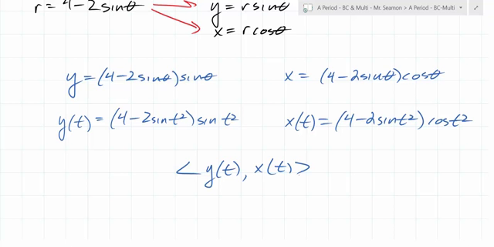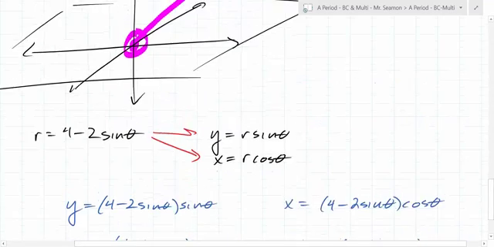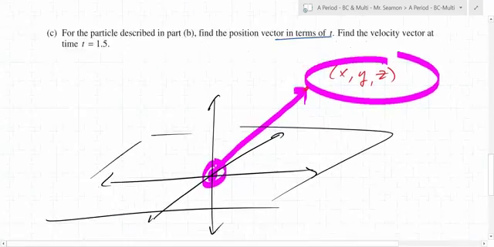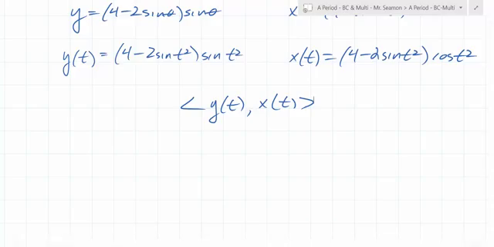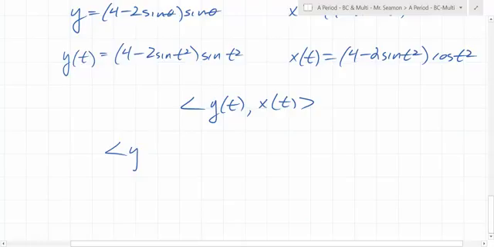So what do we now need to find? Now we find the velocity vector at time equals 1.5. So what do you actually have to do? Differentiate. You have to differentiate this thing. So you're really interested in finding y prime at 1.5, comma, x prime at 1.5. Can we just write that? Yeah, you could. I'm pretty sure you can. So what can you use?